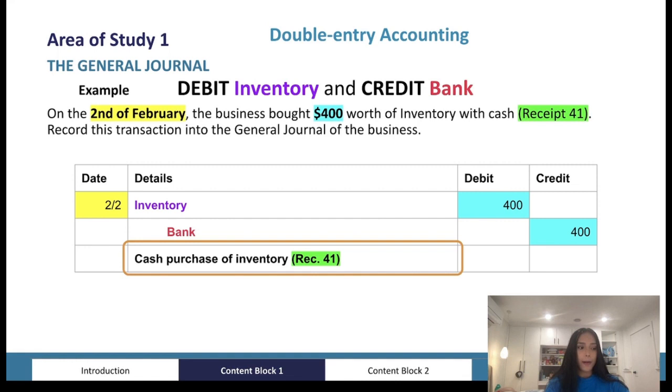This summary basically states the transaction is a cash purchase of inventory and also says that the source document that verifies it is receipt 41. And this is called a narration. Sometimes the question will say include a narration, or sometimes it will say narration not required, so make sure to pay attention to that. When we write our narration, it's okay if the exact wording varies a little bit. It's not about the specific wording, as long as you're summarizing the transaction and you include the source document.